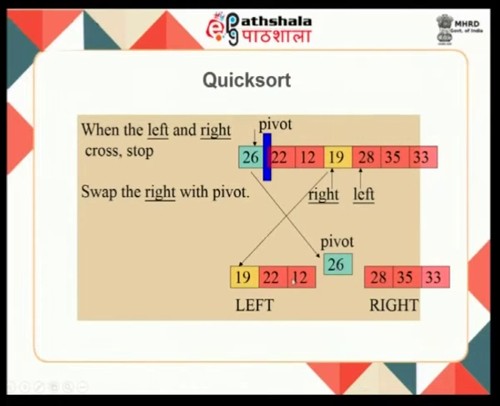You can see very well that on the left hand group all the elements are going to be lesser than 26, and on the right hand side all these elements are going to be greater than 26. That means 26 is in its correct position. So, this is the correct position of this element.